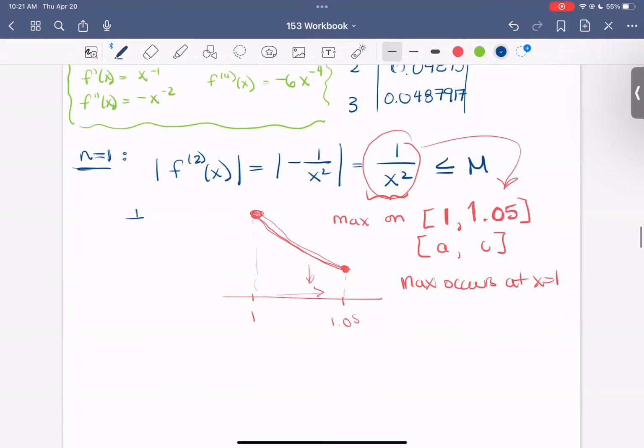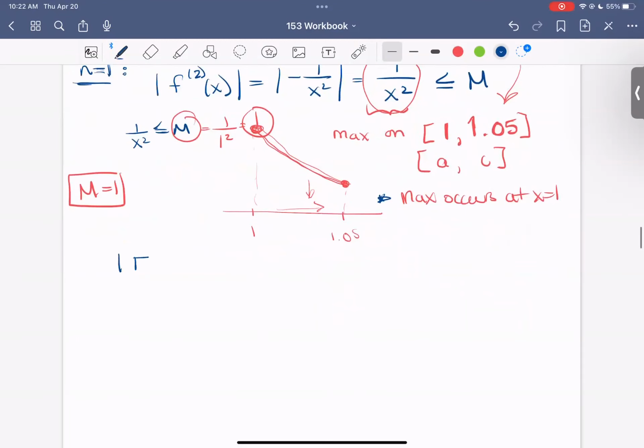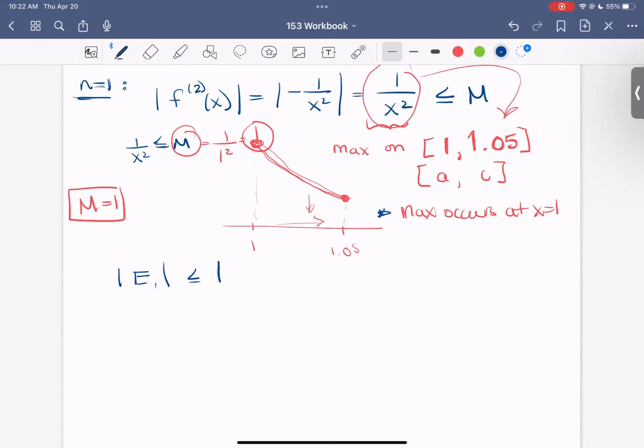So if we're looking at 1 over x squared, when we look at the maximum, since the maximum occurs at x equals 1, this M value will be equal to the value at x equals 1, which is just 1. So M is going to be equal to 1 for us in this case. So let's go ahead and write out that error of the first degree polynomial. That's going to be less than 1, our M, times 1.05 minus 1.